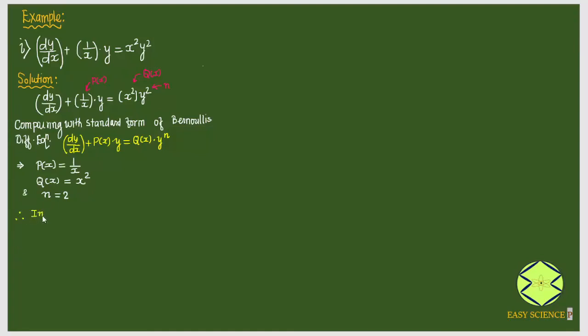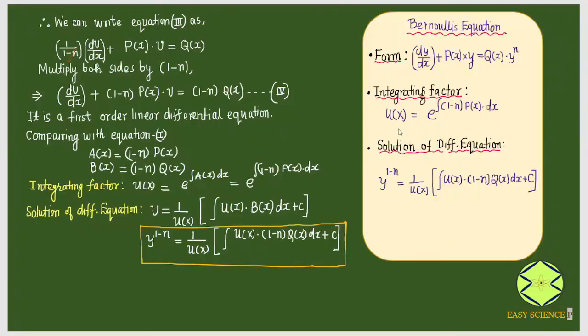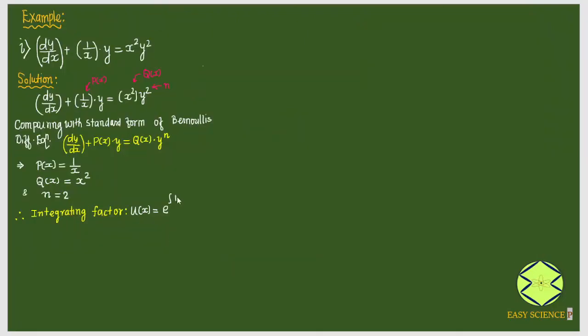Therefore, integrating factor, as we know, we write as u of x is e raised to integration of, you can look at the method, 1 minus n p of x dx. Let me write down the standard form, u of x equals e raised to integration of 1 minus n p of x dx. 1 minus n means 1 minus 2, that is minus 1. So minus 1 integration of 1 by x dx.